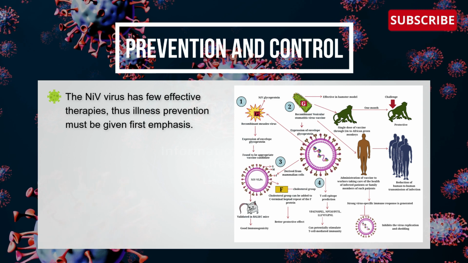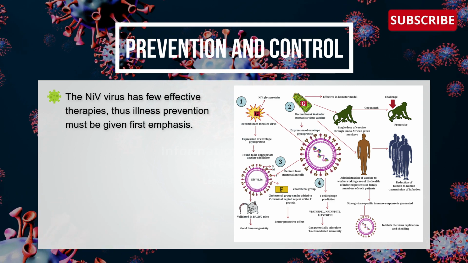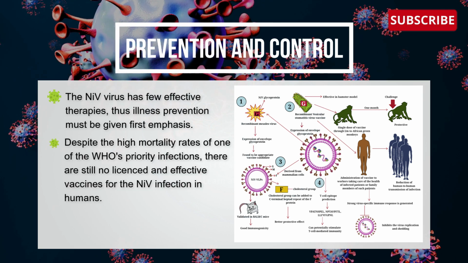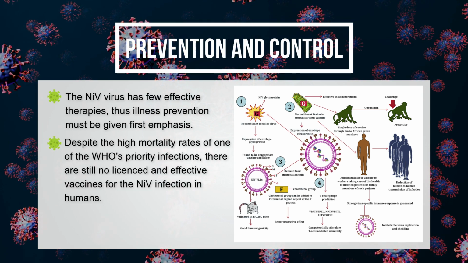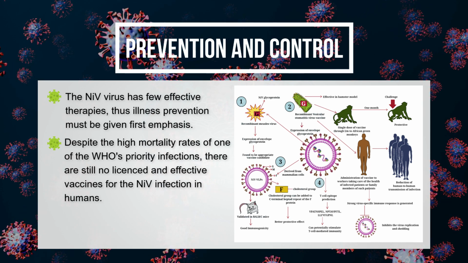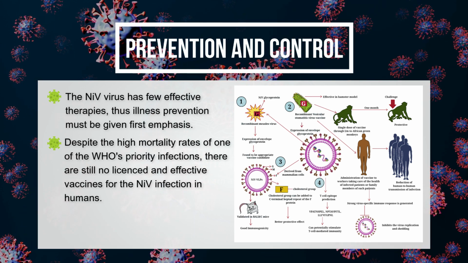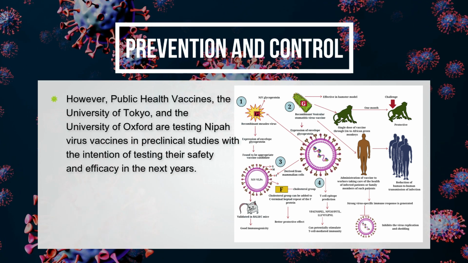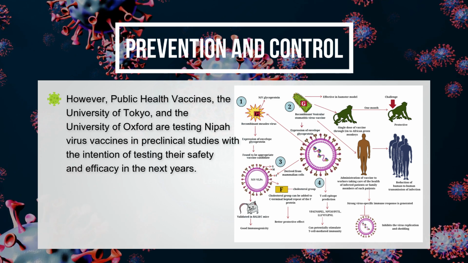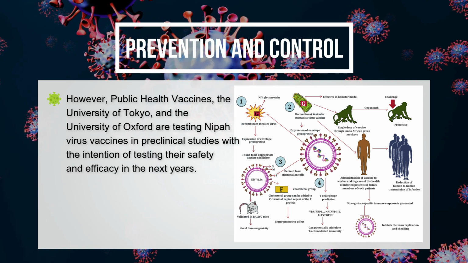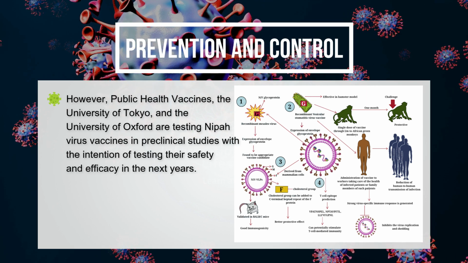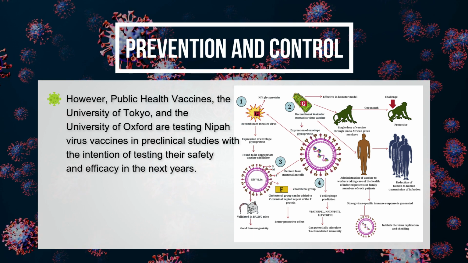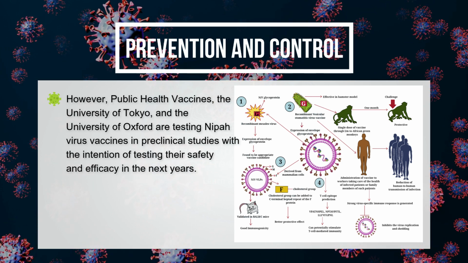Prevention. The Nipah virus has few effective therapies, thus illness prevention must be given first emphasis. Despite the high mortality rates of one of the WHO's priority infections, there are still no licensed and effective vaccines for Nipah virus infection in humans. However, public health vaccines, the University of Tokyo, and the University of Oxford are testing Nipah virus vaccines in preclinical studies with the intention of testing their safety and efficacy in the next years.